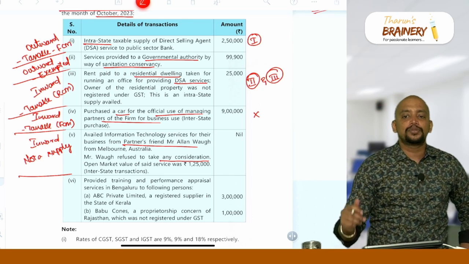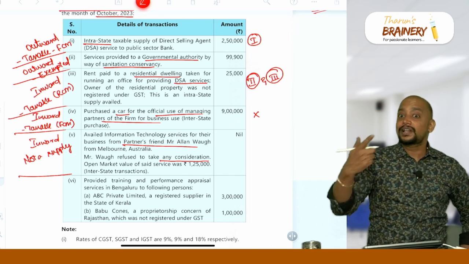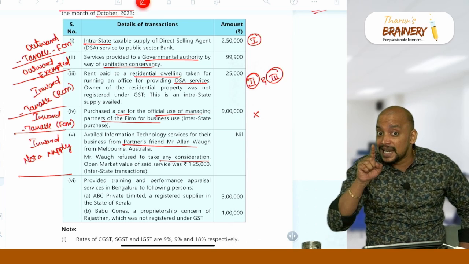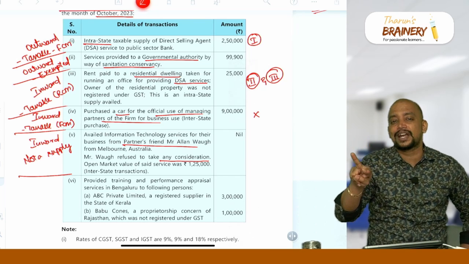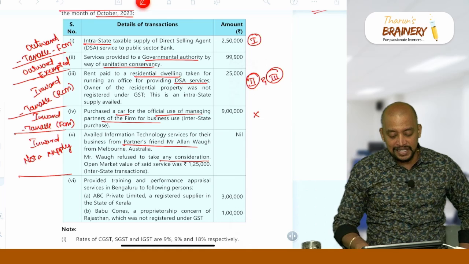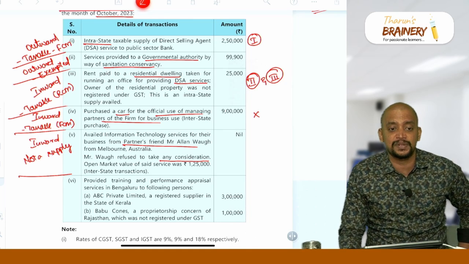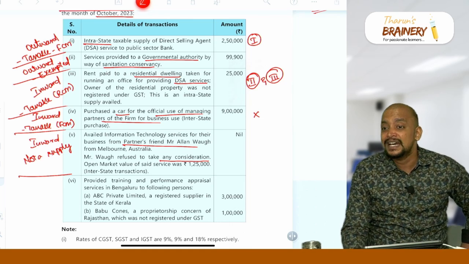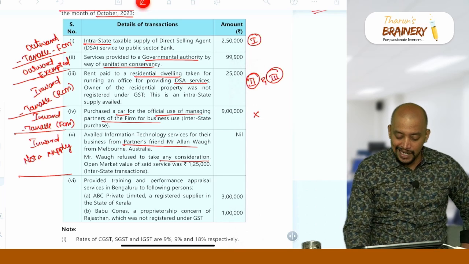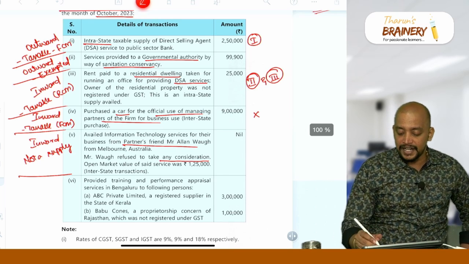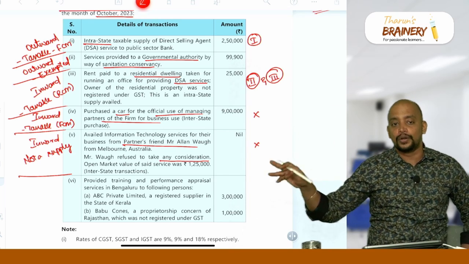Why not a supply? Sir, import of services without consideration should be from a related person or another establishment located outside India in the course or furtherance of business. Let it be in the course or furtherance of business, but first of all it is not from a related person. So due to that reason it is not a supply and it will not come, but we need to write a note. Okay.